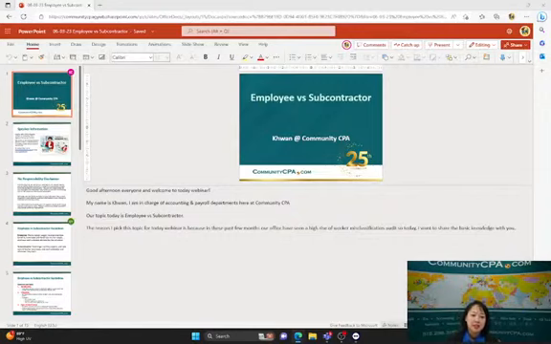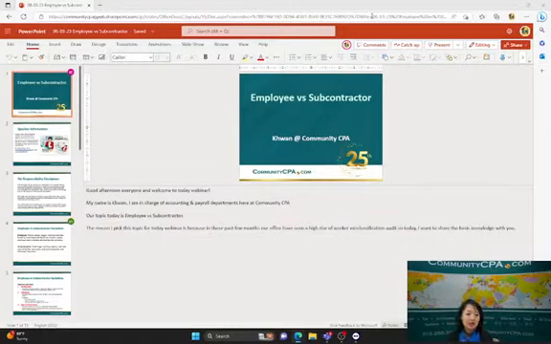The second point is the administrative standpoint. For the subcontractor, at the end of the year, they will receive a 1099-NEC, and they take care of their own taxes. But if you have an employee, they will receive a W-2 at the end of the year, and as an employer, you are responsible to withhold employment taxes, match the FICA taxes, and file any necessary payroll returns on a monthly, quarterly, or annual basis.